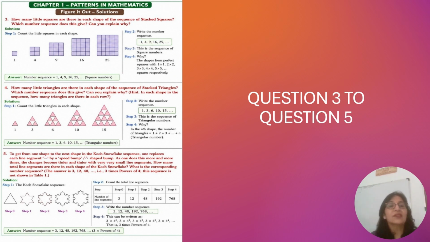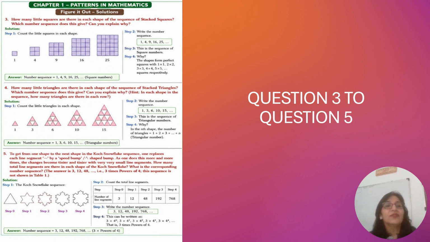So we can take question number 3. How many little squares are there in each shape of the sequence of stacked squares? Now, we have seen it in the previous slides about the stacked squares. Children, it's a request that you draw these squares in your notebook, okay? Which number sequence does this give and can you explain?